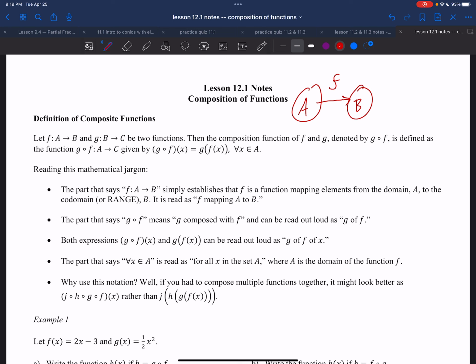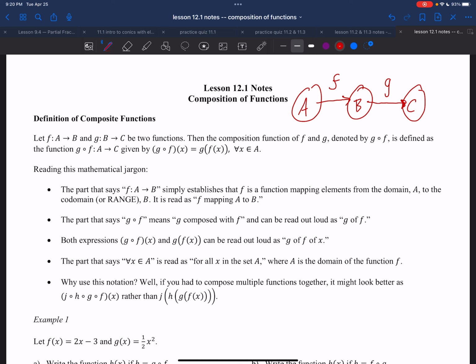And the function g, if I have some other set here, I call it C, let me make a better little circle here. Let's say I have this circle here. G takes elements from B and maps them to C. So that's g.